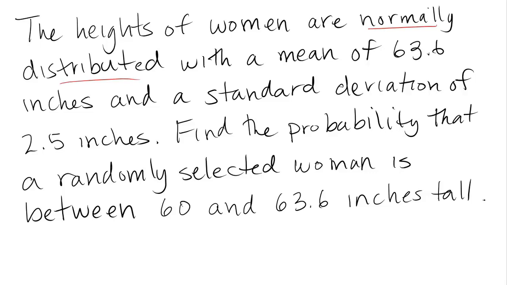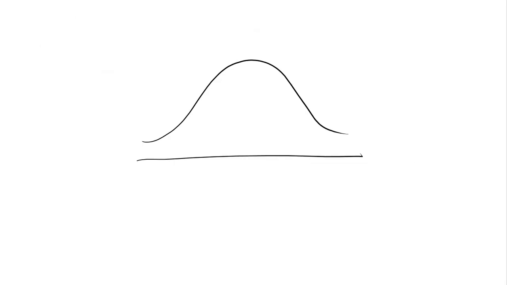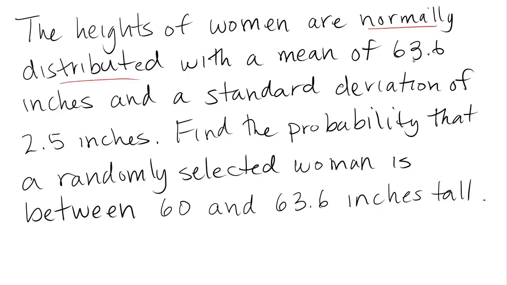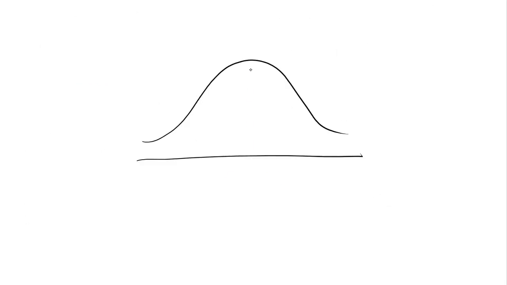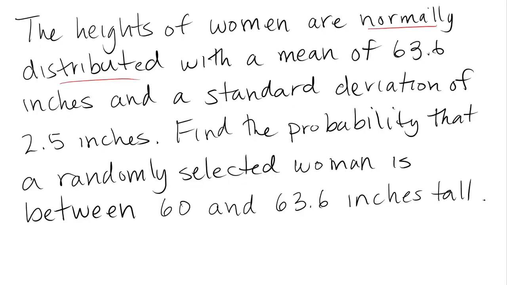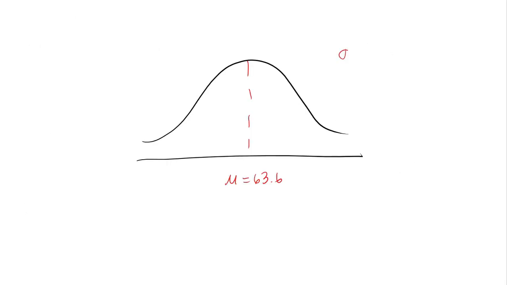Let me draw a bell curve on the next slide. We're told that the mean of this distribution is 63.6. That goes dead smack in the middle of the distribution. And we're told that the standard deviation is 2.5 inches. I just note that off to the side. The standard deviation has something to do with the way that the graph is shaped, but we don't really care where it falls on the axis.